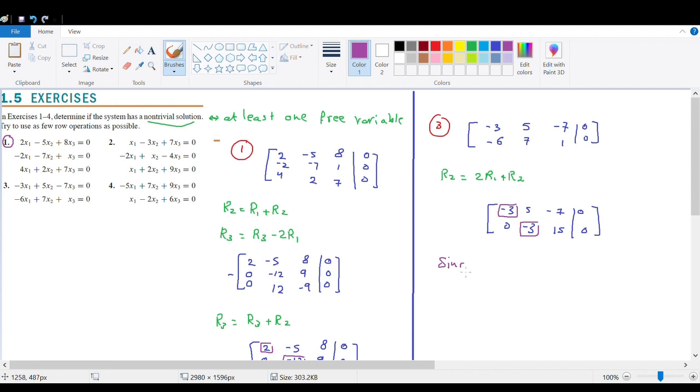So since x3 is a free variable, that means the system has a non-trivial solution. As I said from the beginning, this system has only 2 equations with 3 unknowns. If the system is consistent, it should have at most 2 pivot positions.